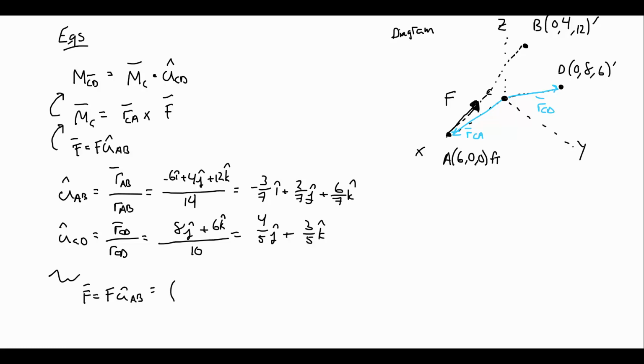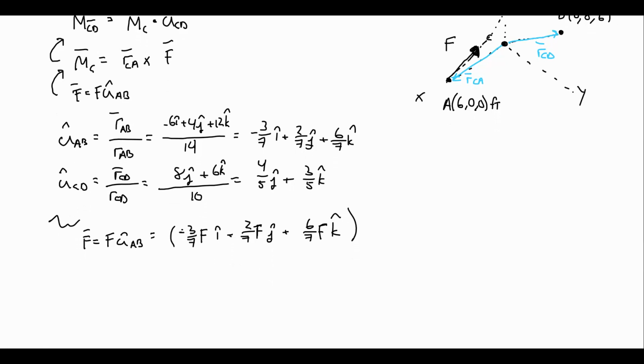So this is going to be, for the AB, negative 3/7 F i hat plus 2/7 F j hat plus 6/7 F k hat. Again, I don't know what F is yet, but F is the magnitude, therefore it's a scalar, so I can distribute it into this multiplication. And now I know F bar, I know F as a vector in component form. It's just that I don't know that scalar value of F, but I'll be able to find it along the way.